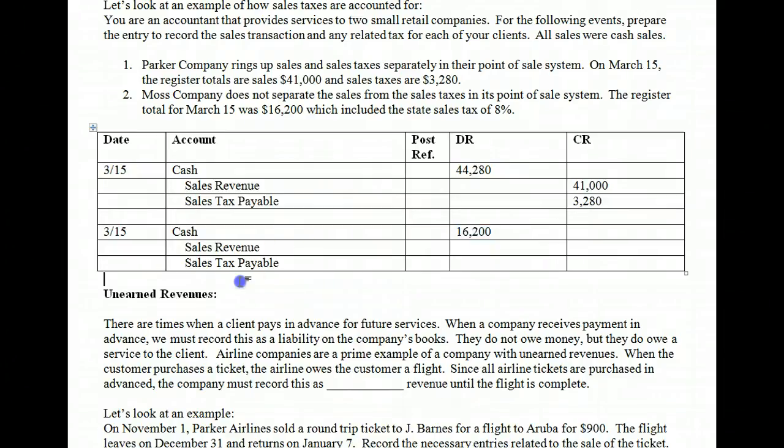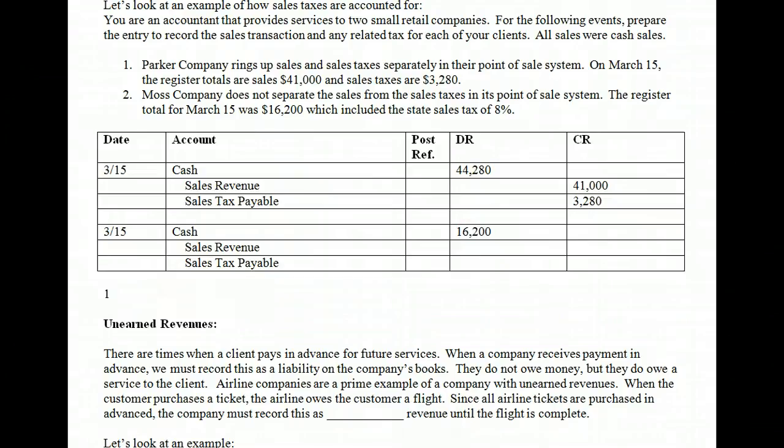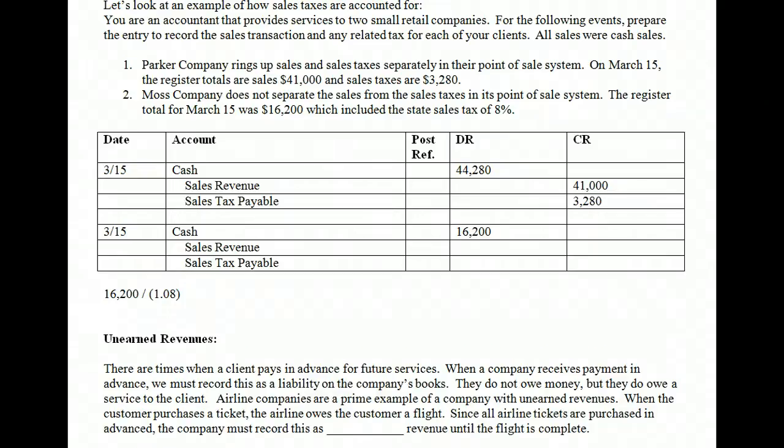So what we would need to do is simply go in there, okay, $16,200, and we would divide that by 1.08. So the easiest way to remember it is take your total sales, or your total cash, total sales, however you want to look at it, total receipts. That's even better. So take your total receipts and you're going to divide that by 1 plus whatever the tax rate is. So in this case, 16.2 is our total receipts for the day.